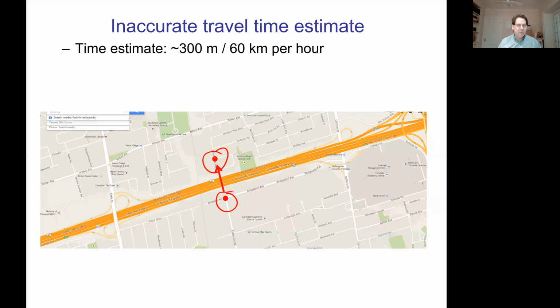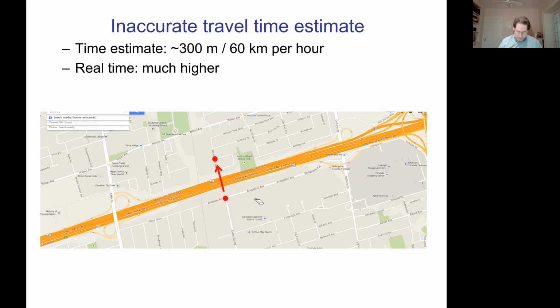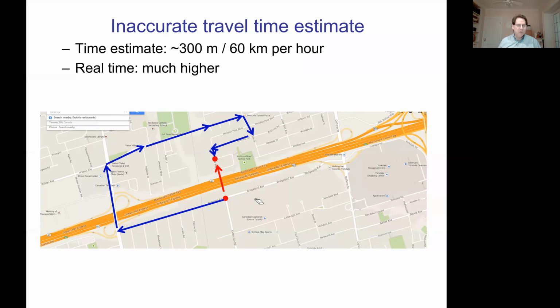So if I use a geometric estimate, I'm going to say the travel time is very small between these two things. But in fact, we've got a freeway in between. We can't go directly across like that. So we've got to go around, and the real travel time is quite a bit higher. So this could make us make a poor decision about delivery order. It's not the end of the world, but could cost us some quality.